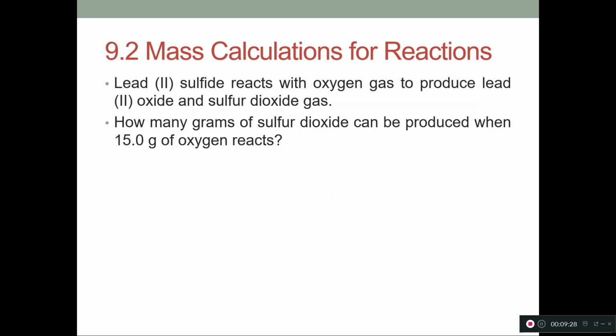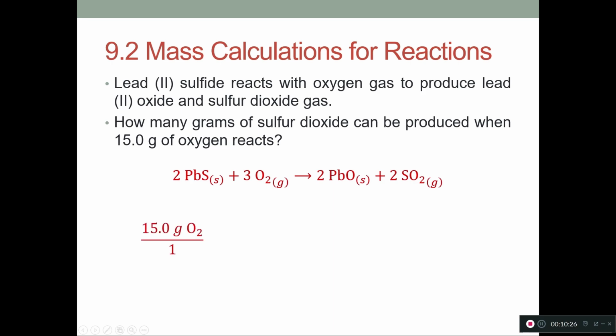In the next one, we have lead 2 sulfide reacting with oxygen gas to produce lead 2 oxide and sulfur dioxide gas. We want to know how many grams of the sulfur dioxide can be produced when 15.0 grams of oxygen reacts. So again, the first thing we want to do, come up with our balanced chemical equation, because remember, this is what we use for the mole to mole ratios.